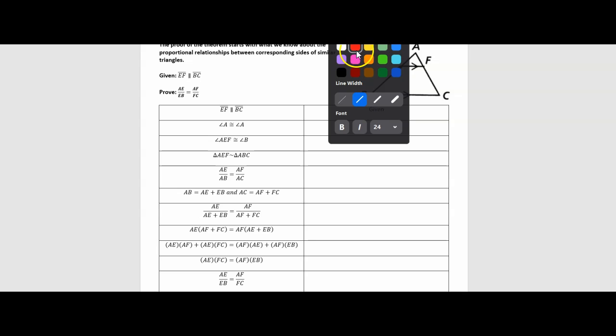Okay, so this was given, right? EF parallel to BC. And then what I talked about up above, angle A congruent to angle A. That would be the reflexive property of congruence.